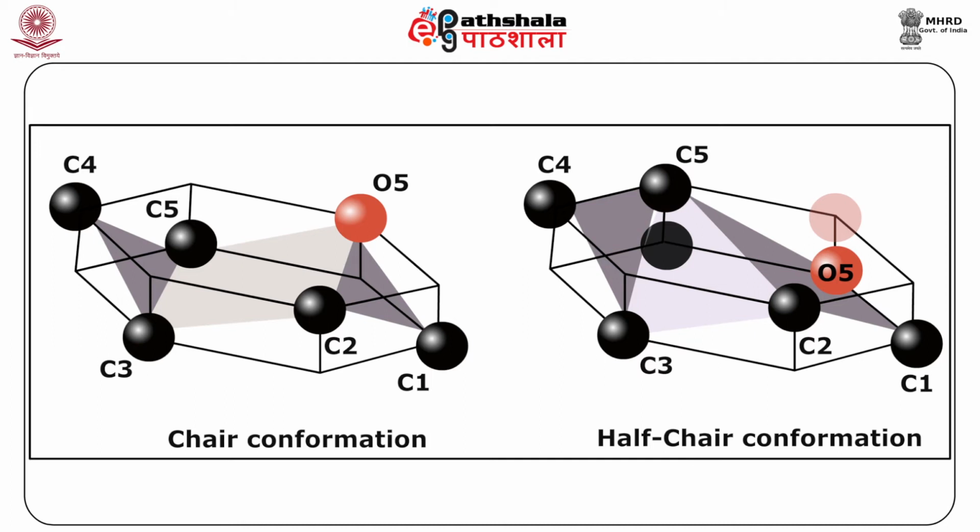Instead, this group now makes hydrogen bonds with the glutamine 57 residue of the enzyme.